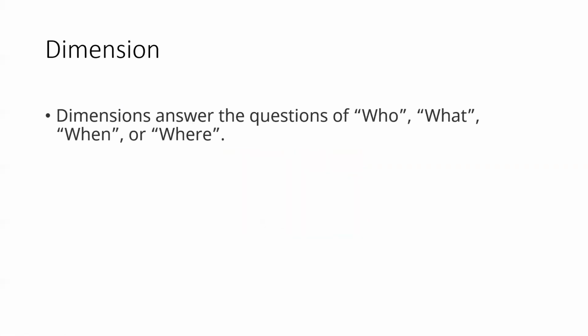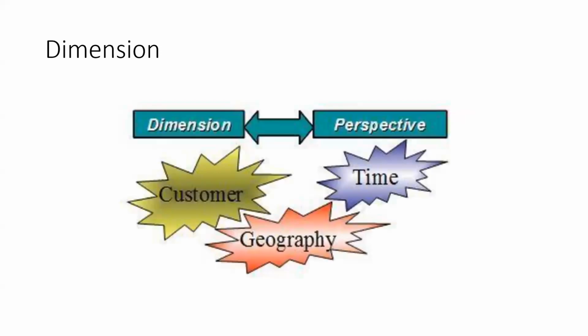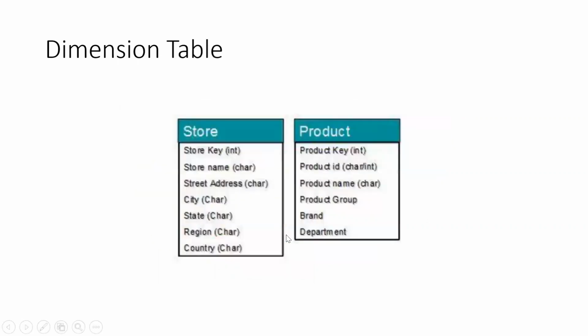Now coming to the dimension. If we question on top of data, who, what, when, where, whatever answer I'm receiving, those are dimensions. Just like customer, time, geography, those kinds of things are there. In the previous example, we have seen the store key in the particular fact table.